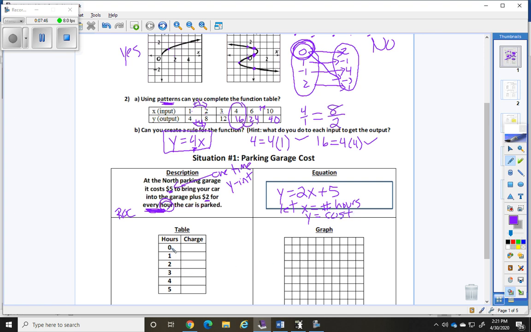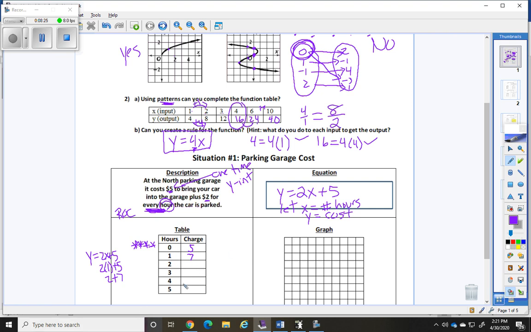So if I'm there for 0 hours, but unfortunately, I guess I drive in and drive back out, I'm actually going to pay $5. So this first line is kind of strange. If you're not going to stay and park your car, please don't drive in, because what a waste of $5 that is. But otherwise, it kind of makes sense. I'm going to drive in and pay $5, and I'm going to pay for 1 hour, so it should be $7. If we take a look at our equation, y equals 2x plus 5, if I plug in a 1 for the x, I do get a 7.